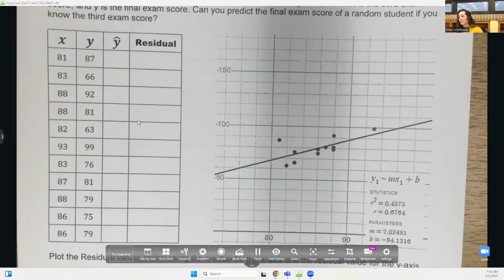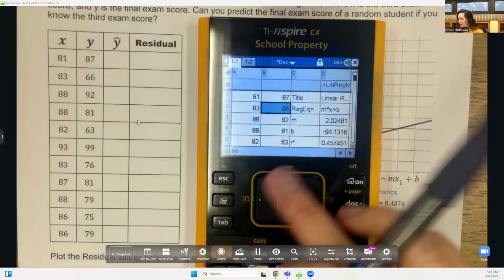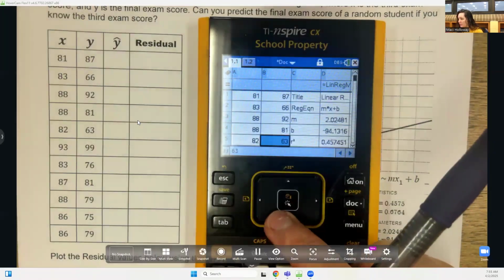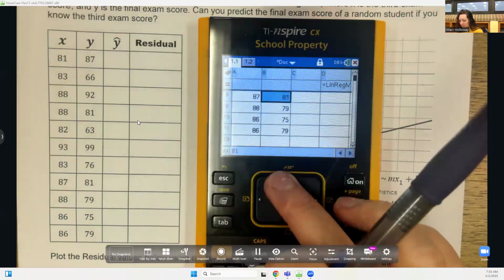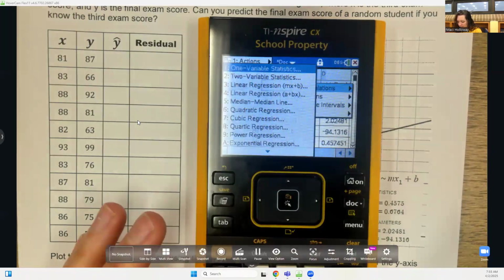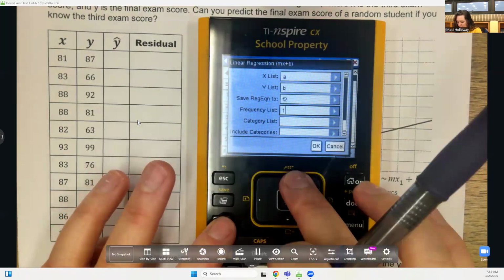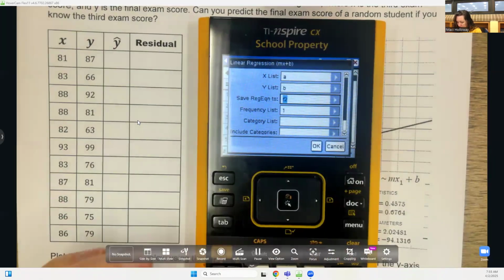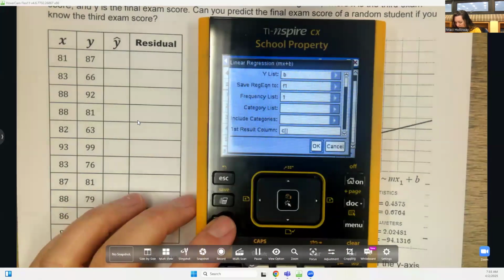So this is good as a teacher because I want to be able to predict what a student is going to make on their final exam. What I've already done here for us is put our X and Y values into my lists and spreadsheets. And I went ahead and did the menu 4, 1, 3. And so I have A, B, and I need that to be F1. And then I want my results to be in C.